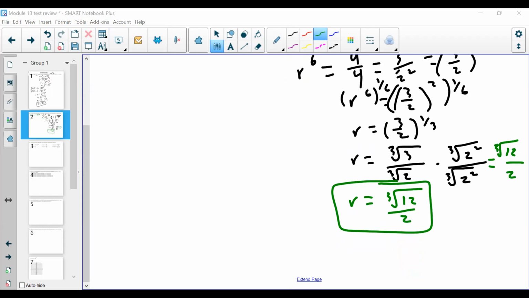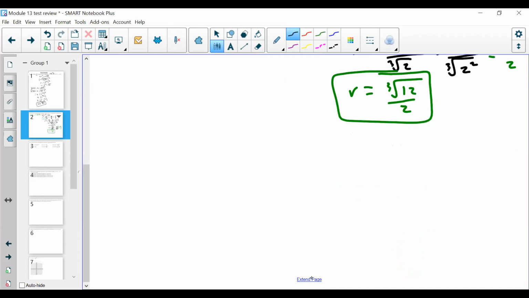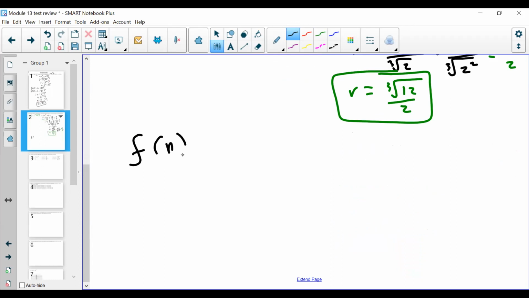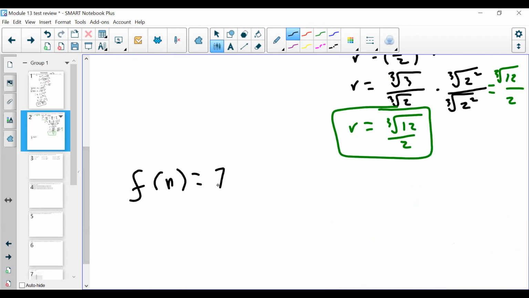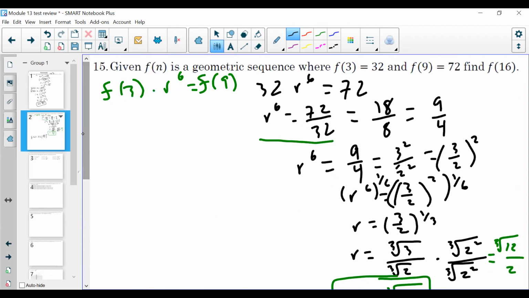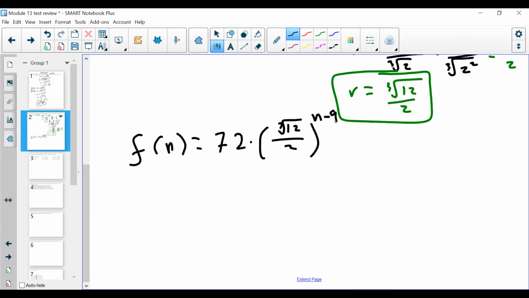All right. So from here, I need to figure out, well, what's f of 16? Well, since I have my r value and I want something kind of way down the line, it's probably gonna be my best bet to just make an explicit formula. So I'm gonna go ahead and just say, well, f of n, that's gonna equal one of my terms right here. So either 32 or 72, it doesn't really matter which one. I'm just gonna go with 72, times my r value, which is the cube root of 12 all over 2, raised to the n minus whatever term this is. 72 was the 9th term, so it's n minus 9. That's my explicit form.